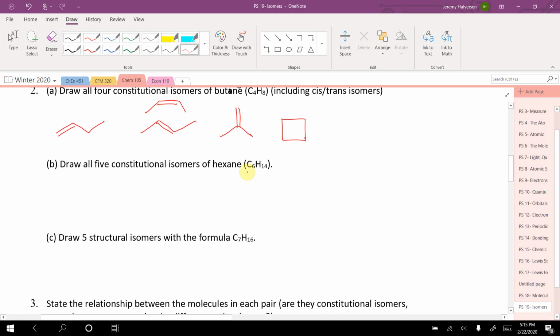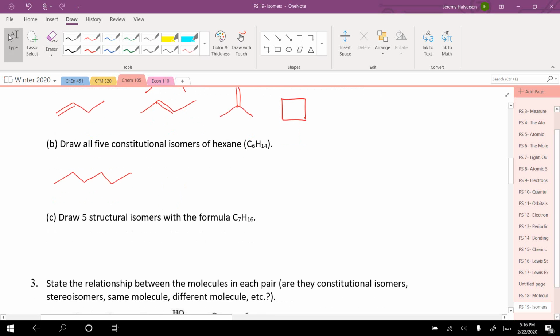Draw 5 constitutional isomers of C6H14. So C6H14, 1, 2, 3, 4, 5, 6. How many hydrogens? 3, 5, 7, 9, 11, 14. So that's C6H14. Okay. Now, how could I make a constitutional isomer? Well, this is all I can do with a long 6 carbon chain. So let's go to 5. 1, 2, 3, 4, 5.